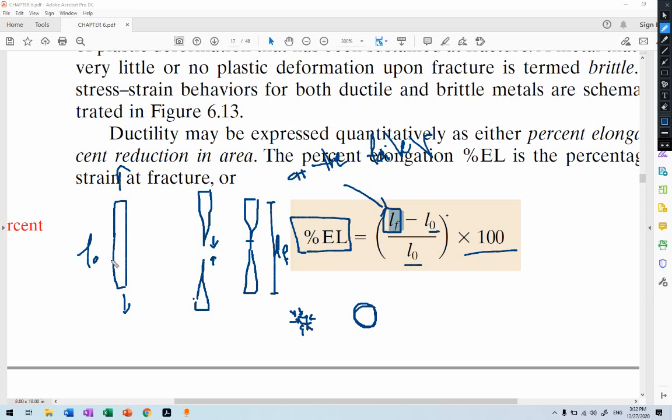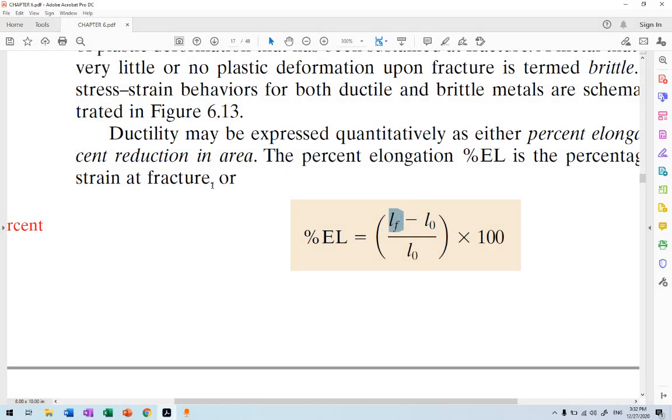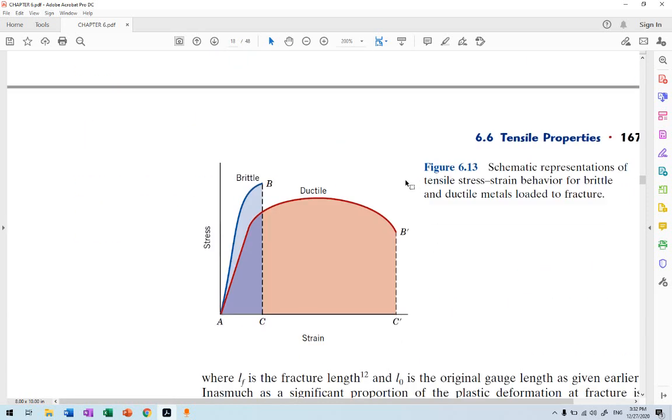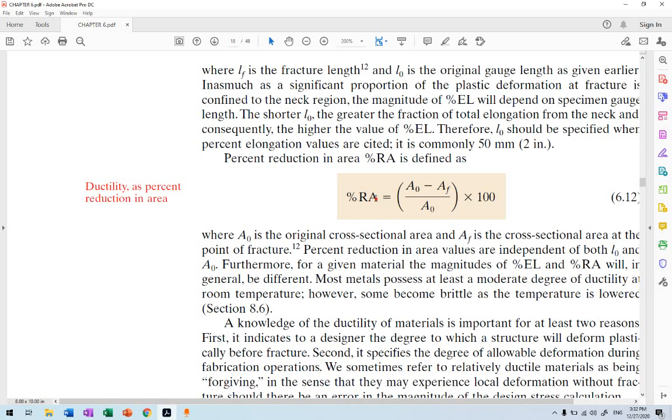So this is what we call ductility. It will be two things, whether percent elongation or reduction in area. Reduction in area is possible as well, ductility as percent reduction. That's also possible because we know that under tension, the area will be reduced to something smaller. So what is the final one before? That's going to be again the area when the material is separated into two parts. That area, if you can find it, can also be used to represent ductility.